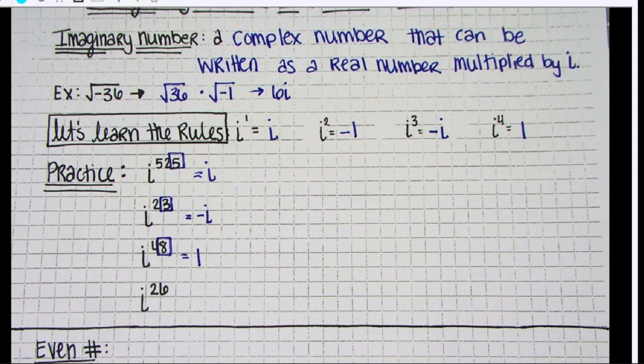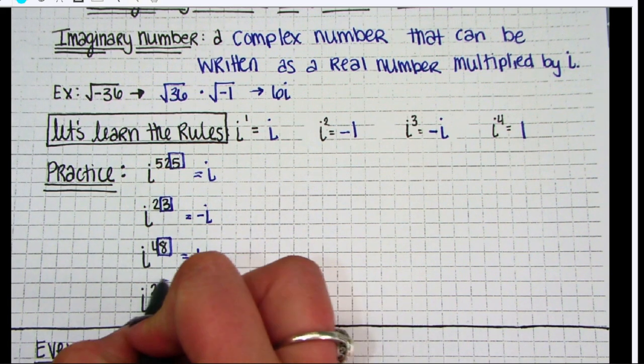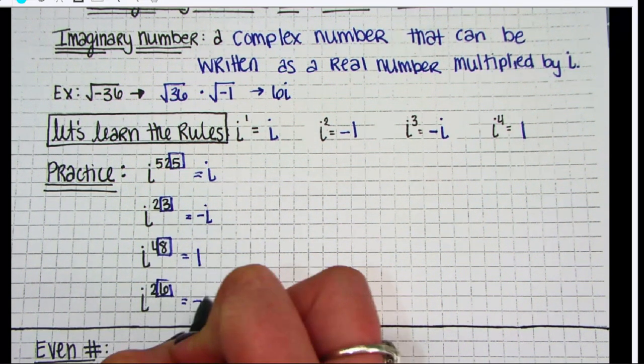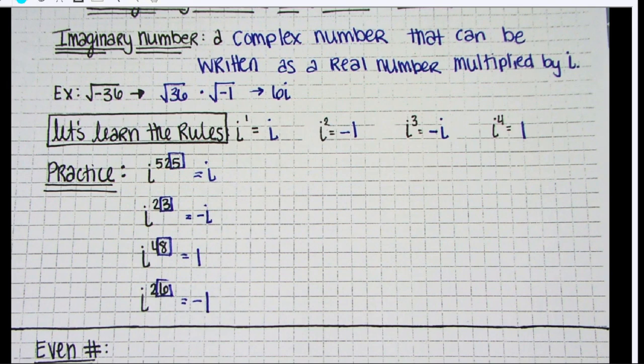All right, i to the 26th. So i to the 26th is the same thing as just i squared, which is -1. I would just count to 6. Now, when the number ends in 0, you can't count like that. If the number ends in any number other than 0, so 1 through 9, you can just count. If it ends in 0, it's going to change a little bit.